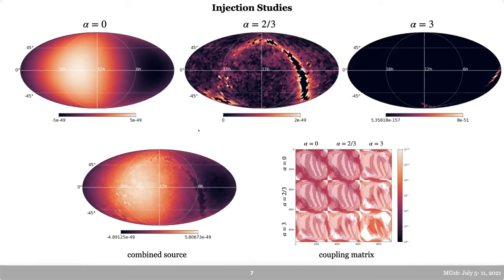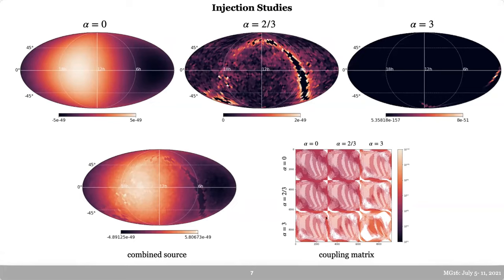To get an idea of how this will look in an anisotropic case, we went for injection studies where we consider three kinds of injections: a dipole-like structure for alpha zero, a Milky Way-like pattern for alpha 2/3, and a small patch in the sky for alpha 3. So the combined source will be like this, and we are looking for an anisotropic background like this.